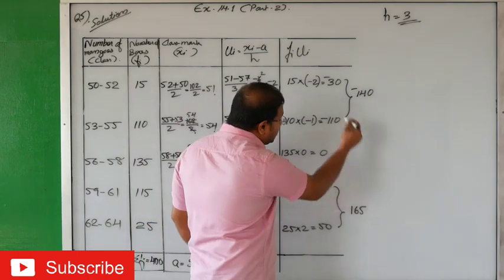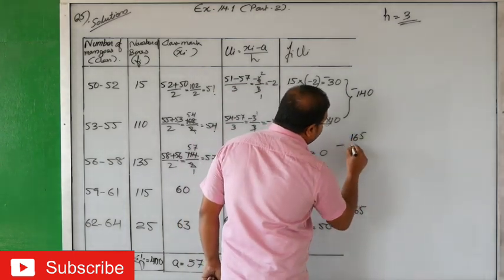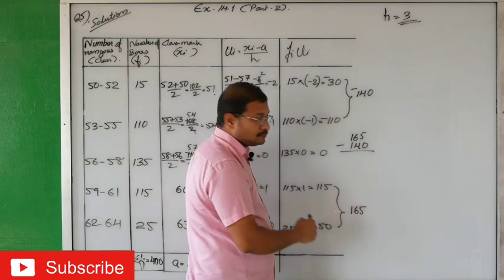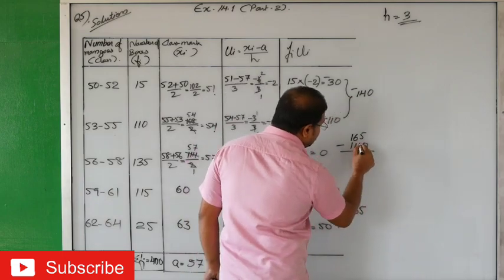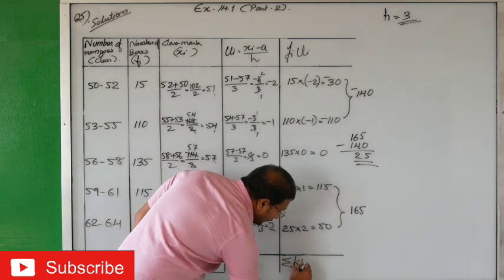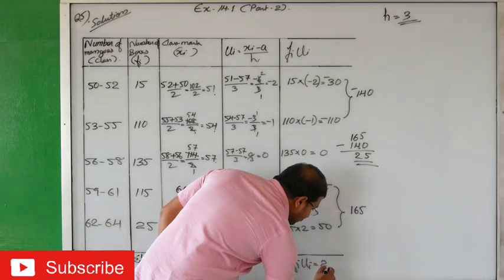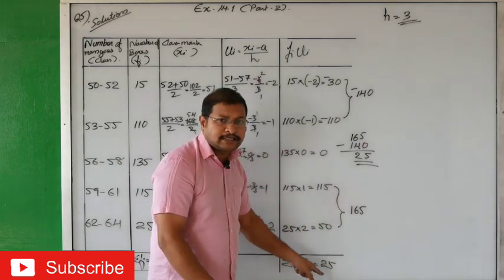165. Ready? Now plus and minus, what will you do? Minus. That means what will you get? 165 minus 140. 5 minus 0, 5. 6 minus 4, 2. So we got sigma fi ui equals 25. And we know that the bigger number is positive, so the sign is plus.